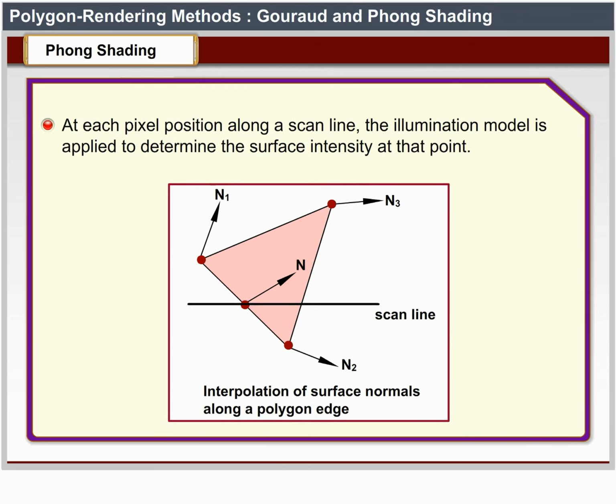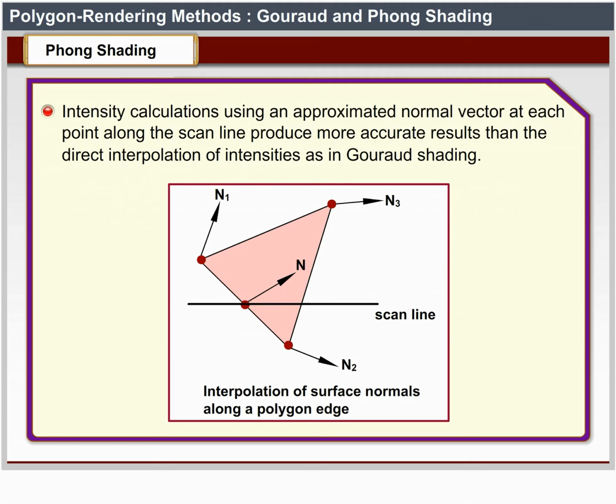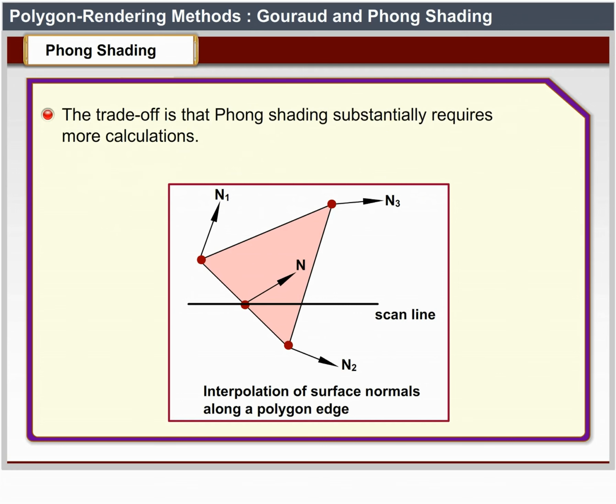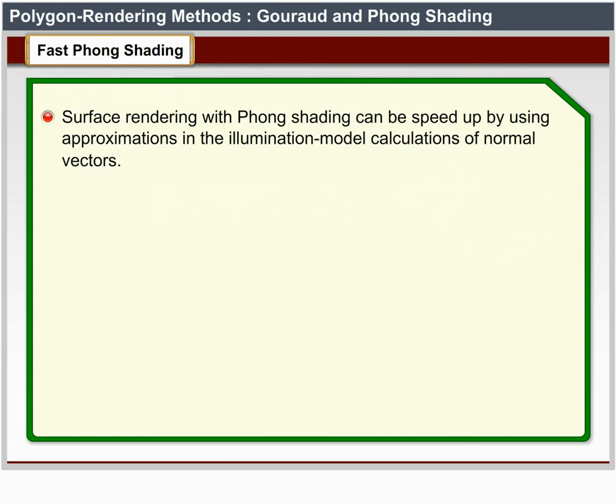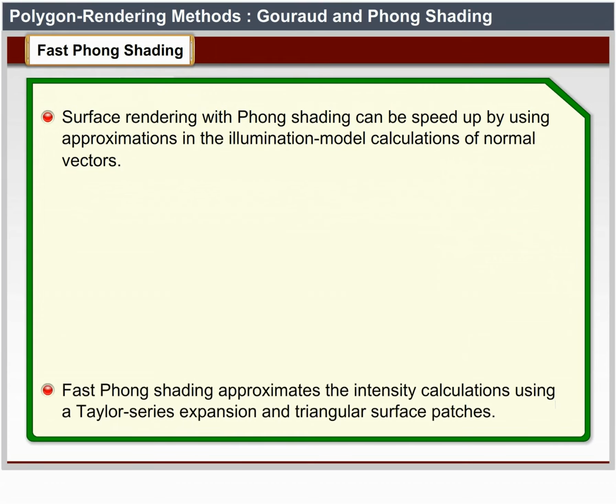Intensity calculations using an approximate normal vector at each point along the scan line produce more accurate results than the direct interpolation of intensities, as in Gouraud shading. The trade-off is that Phong shading requires considerably more calculations. Fast Phong shading. Surface rendering with Phong shading can be speeded up by using approximations in the illumination model calculations of normal vectors. Fast Phong shading approximates the intensity calculations using a Taylor series expansion and triangular surface patches.